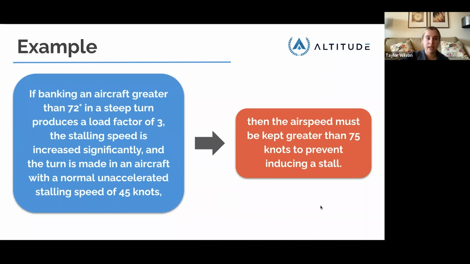So going back to that example, if we're banking an aircraft greater than 72 degrees in a steep turn, producing a load factor of 3, that stall speed's also increasing, and the turn is made in an aircraft, like I said, that normally has a stall speed of 45 knots. Then our airspeed must be kept greater than 75 knots in order to prevent inducing a stall, because we've increased that bank angle by so much.